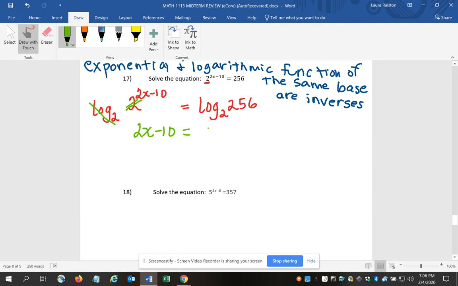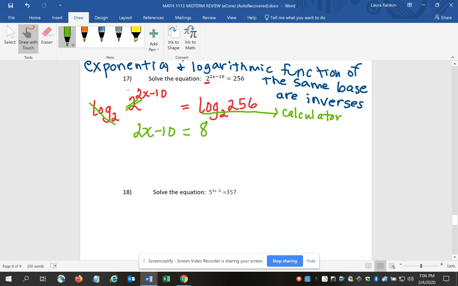Then to determine the value of log base 2 of 256, I would need to use my calculator and either do change of base or use my calculator to do that. I tried to pull a calculator up on the screen and was not able to do that. So let's see, log base 2 of 256 is going to be 8.